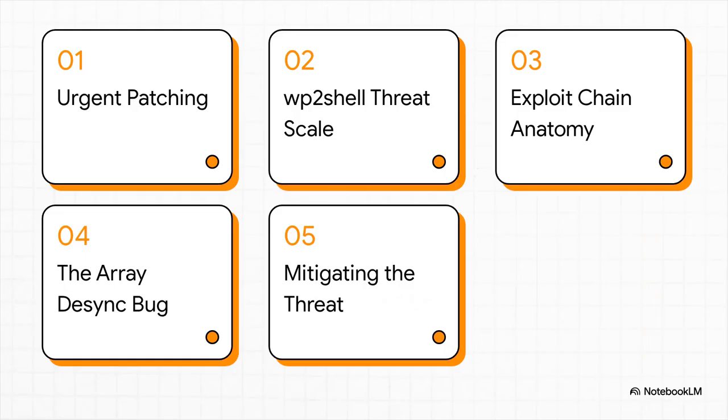Here is our roadmap for today. First, a week of urgent patching. Second, we'll look at the wp2shell threat scale. Third, the anatomy of the exploit chain. Fourth, we'll dig into the array desync bug. And finally, number 5, mitigating the core threat.